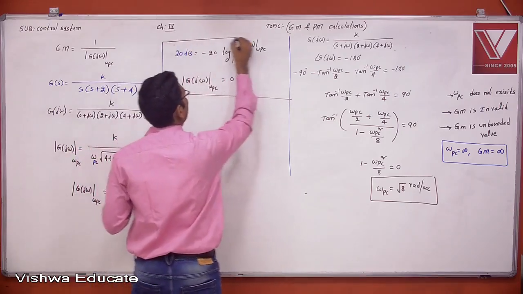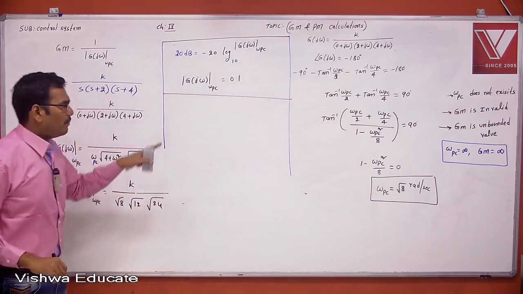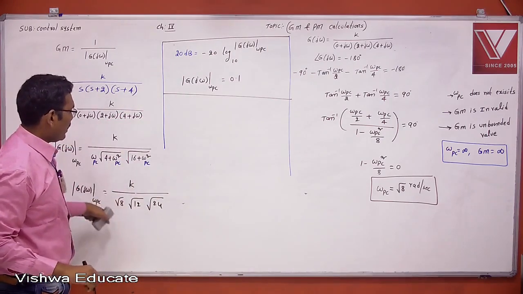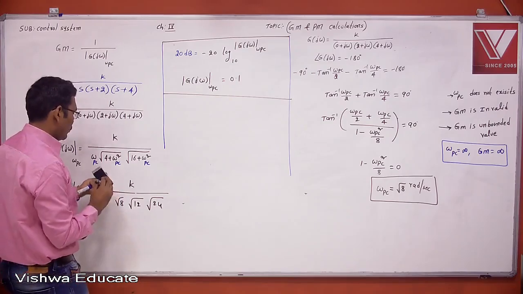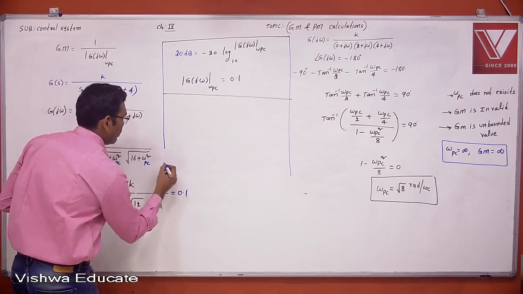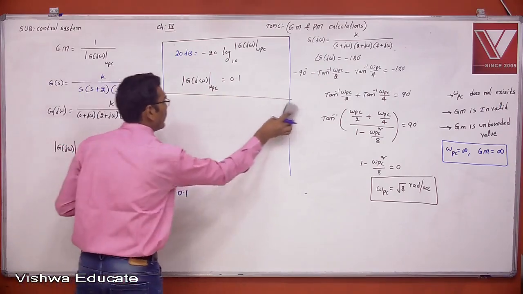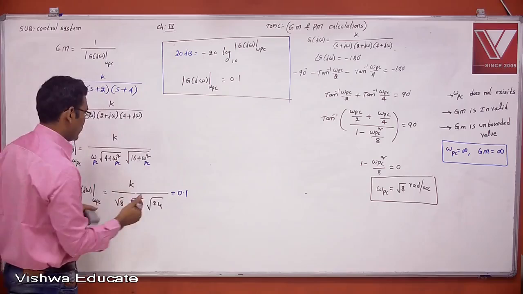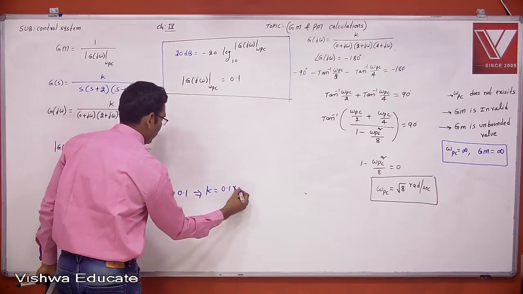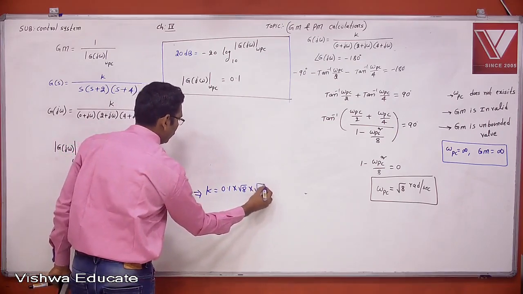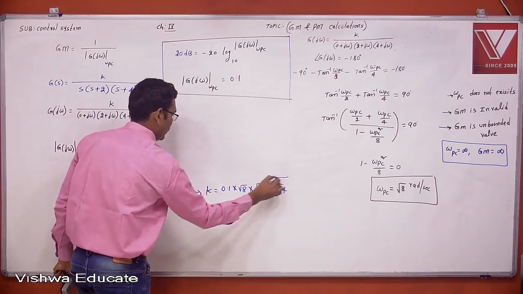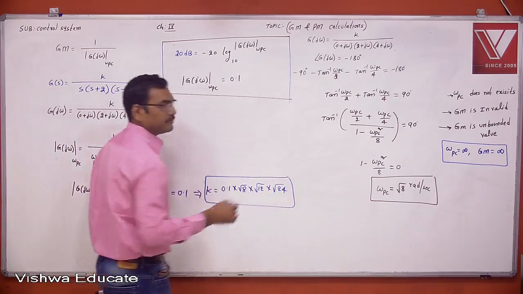This information is available with us. Therefore, the magnitude at phase crossover frequency is already given. This is equal to 0.1, then all are known to you. Only one unknown parameter is K here. So what is K? K is equal to 0.1 into root 8 into root 12 into root 24, which is 4 point something. That is the K value.